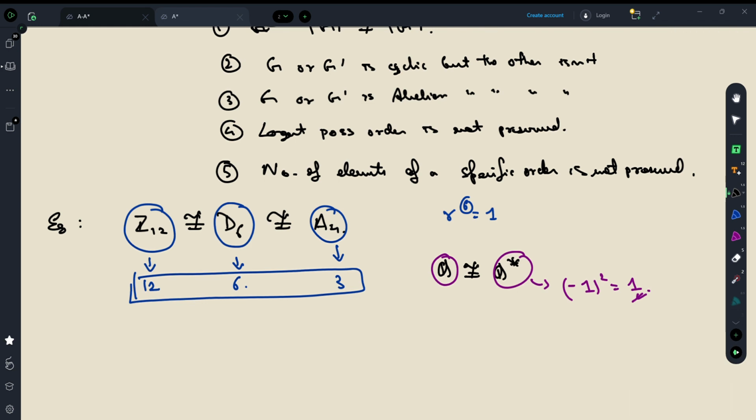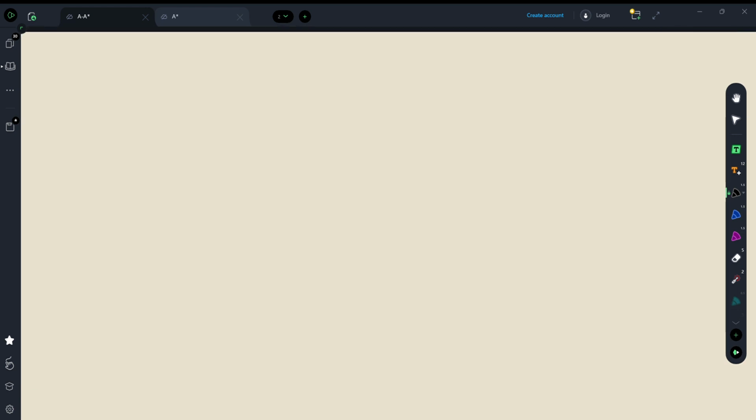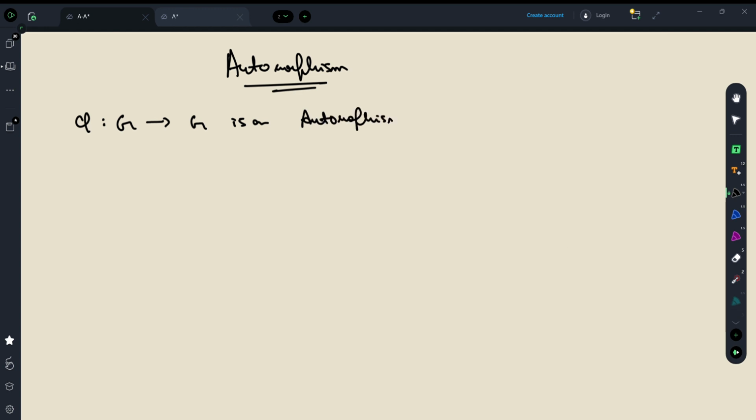Let us talk about the next thing I want to discuss, which is a property of automorphisms. That's also quite an important observation. So automorphisms. What is an automorphism? It's an isomorphism on a group. Phi from G to G is an automorphism whenever it's an isomorphism. So it's an isomorphism from a group onto itself.